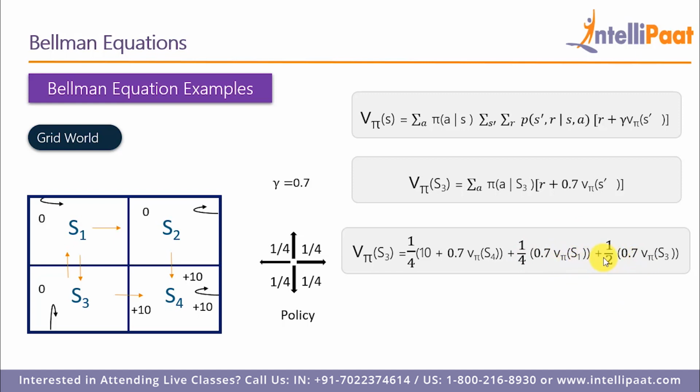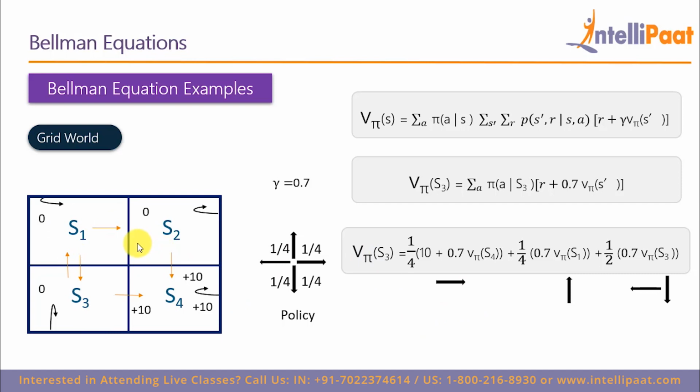The third term that we have added is when we choose the action. If you choose the right action, you will get this term, and if you choose the upward action, you will get this term. And if you choose to go down or go leftwards in S3, that will be counted as 2 actions. When you combine that, you will get this 1 by 2, 0.7 into value of S3, because you will bounce back to the same state, that is S3. So this is the equation for the state value function using the Bellman equation for state S3.